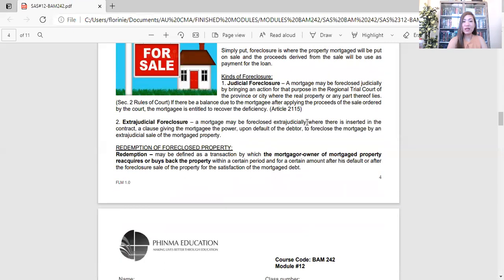So, pwede kasi na ipasok na sa contract o i-include sa contract yung isang clause na nagbibigay ng karapatan o kapangyarihan dun sa mortgagee na kapag nag-default yung debtor, pwede na niya i-foreclose yung mortgaged property sa pamamagitan ng extrajudicial sale. Alam niyo, mas maganda yung ganon para mas hindi magastos, mas practical. Kasi di ba kung wala kayong ganong usapan sa kontrata, mapipilitan ka pang magpunta ng korte. Yun nga, kaya magiging parang judicial yung foreclosure. Pero huwag kayong mag-alala. Kung kayo naman yung may-ari ng property na na-foreclose, meron naman tayong tinatawag na redemption of foreclosed property. Baka pwede mo pang maagapan na makuha ulit.